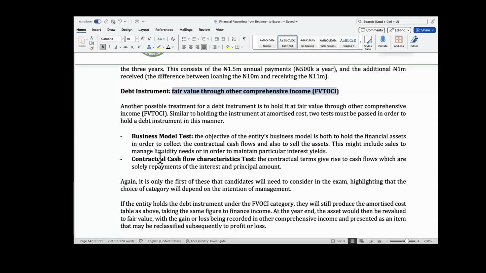Of course, there must be a contract that will show that you collect interest and principal. There must be a contract that will show that. So you can see the difference between classifying at amortized cost and classifying at fair value through OCI. The difference is that this one has that you also want to sell. So in addition to collecting interest and principal, you also want to sell. So when you also have the intention of selling, then you should be looking at fair value through OCI.